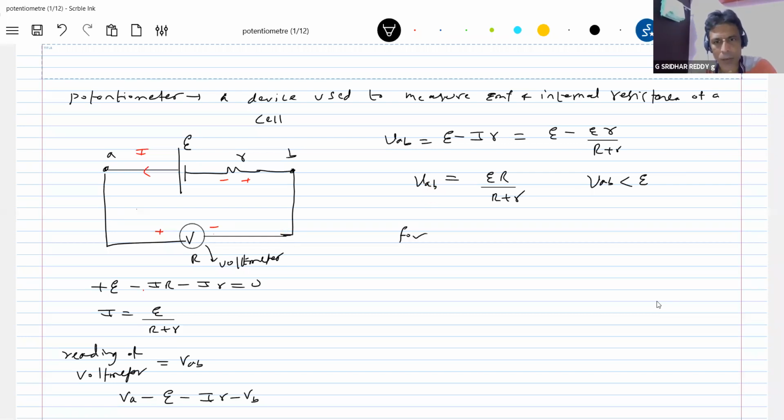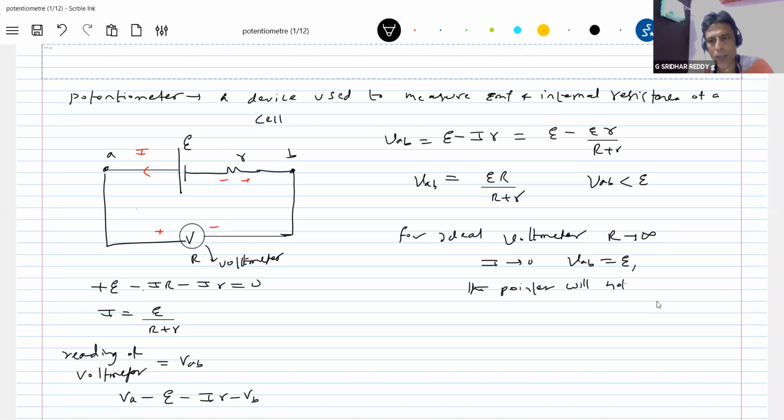For an ideal voltmeter, what is the internal resistance? R will tend to infinity. If R tends to infinity, then I will be 0. Then VAB will become equal to the applied EMF. So is it possible to have an ideal voltmeter? If you keep an ideal voltmeter, the pointer will not deflect. Though we write on paper VAB equal to E, the pointer will not deflect. This is about the ideal one.